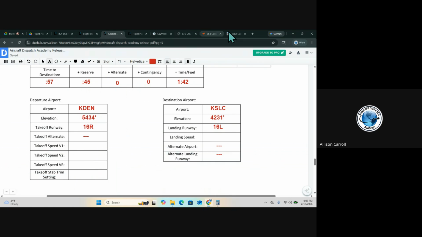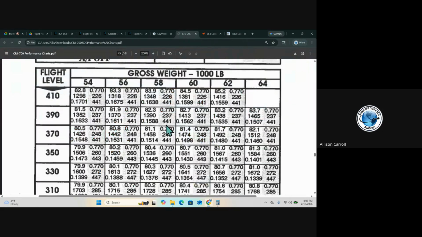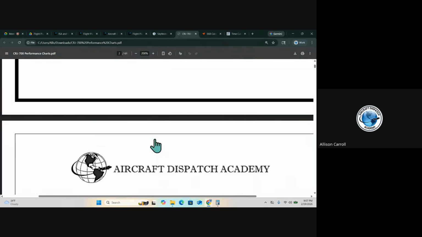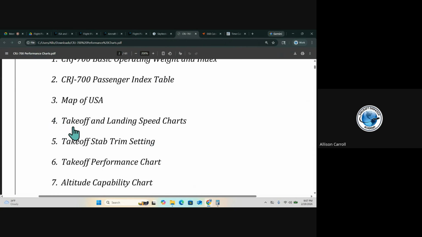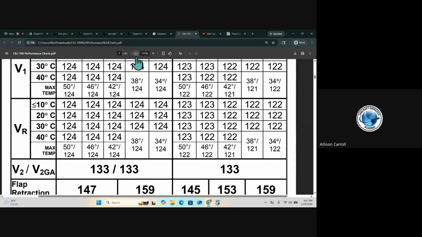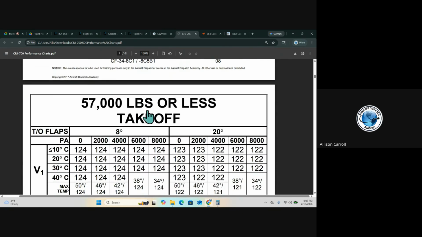Okay. So we're going to come back to the performance charts, go back to your table of contents, and now it's number 4, takeoff and landing speed charts. So this is what they look like.